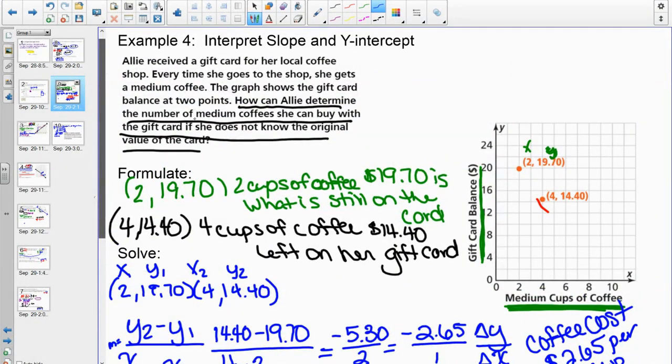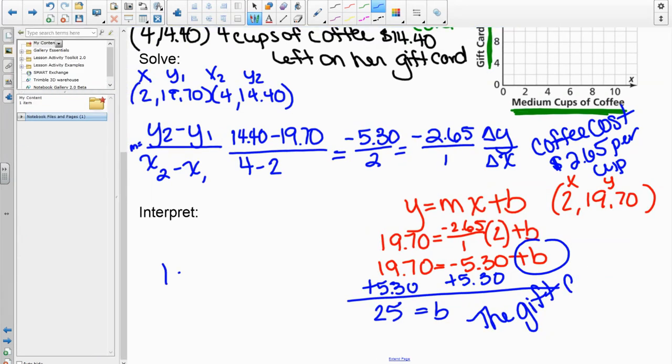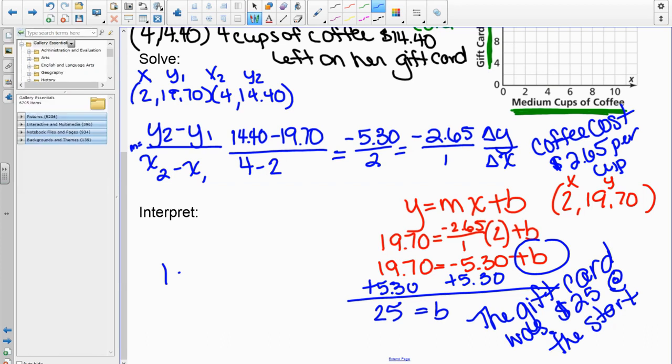How can Allie determine how many medium coffees she has if she does not know the original? So we know this answer. We know the original on the card. The card had $25. We also know, so we could probably write that, the gift card was $25 at the start. So now we're going to answer that question.